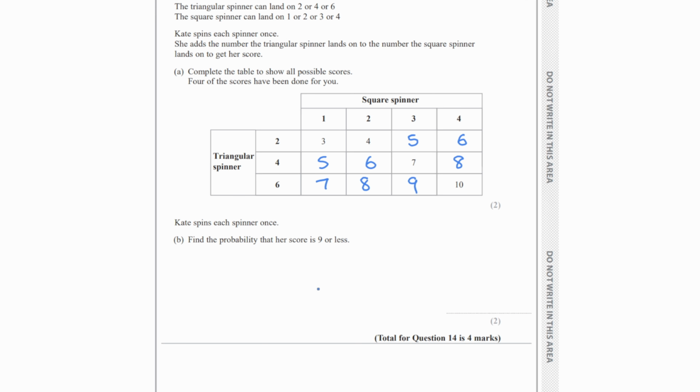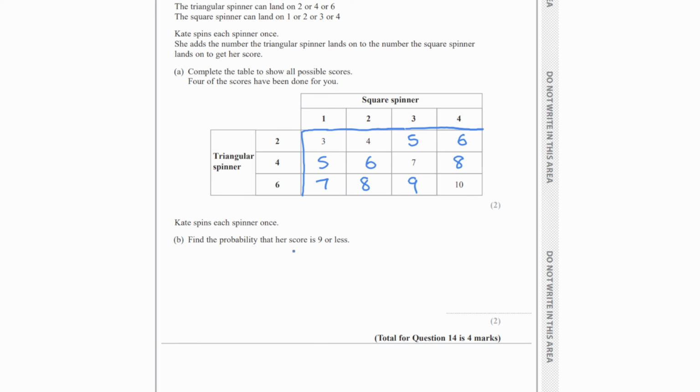So Kit spins each spinner once. Find the probability that her score is 9 or less. So this sample space records every option that we can get if she spins each spinner once. So we could get a 3, 4, 5, 6, so on. So everything in this rectangle here is what she could get.